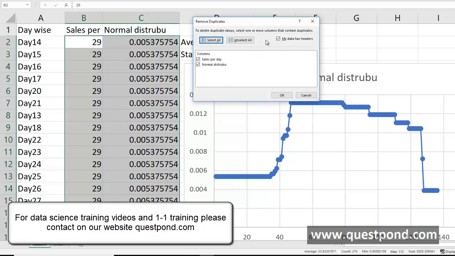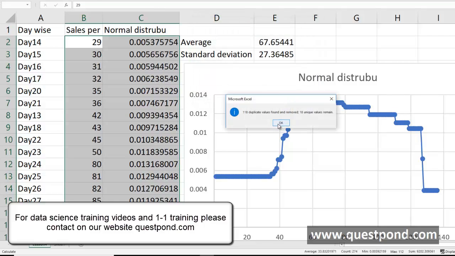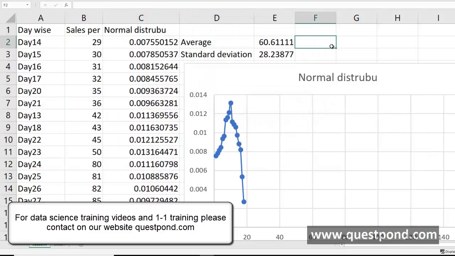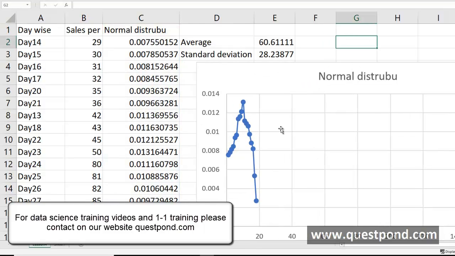Remove duplicates. Yes, I know. And I'll just say okay, 118 duplicates. Yeah, so that looks good. You can see now. So there it is. It's still not looking good. Let's remove all these white spaces out here. You can see from 20 to 160 we are literally not doing anything.